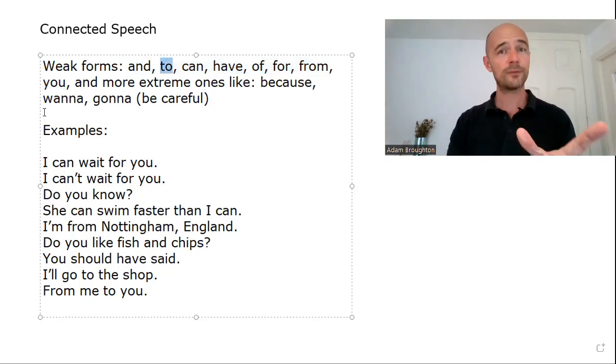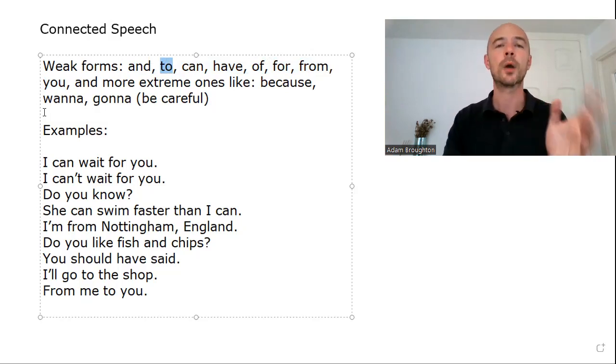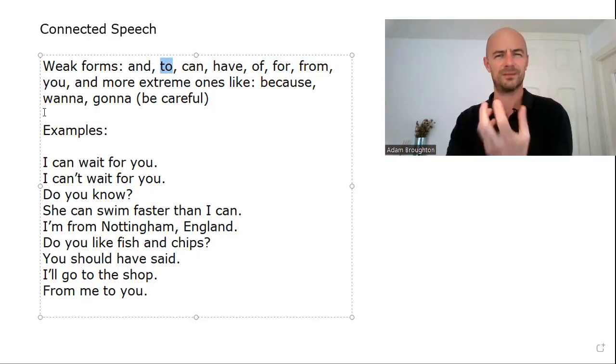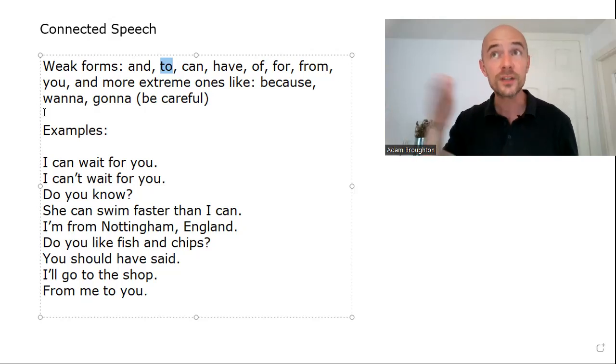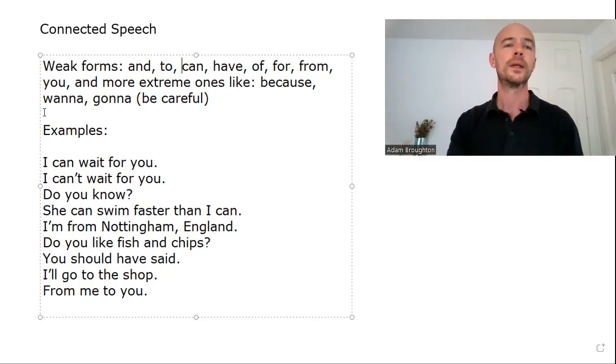To, the weak form becomes t. I'm going to the cinema. We don't say I'm going to the cinema. It's strange. I'm going to the cinema. To the. I'm going to the cinema.